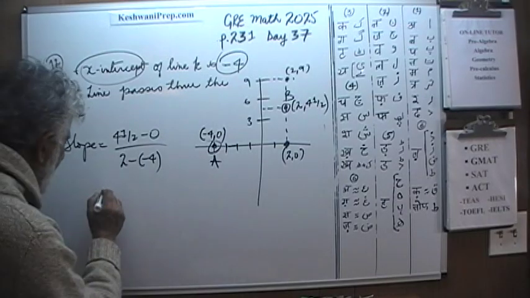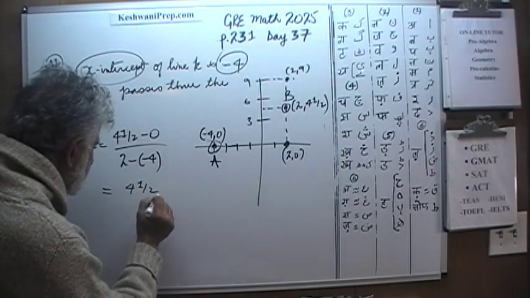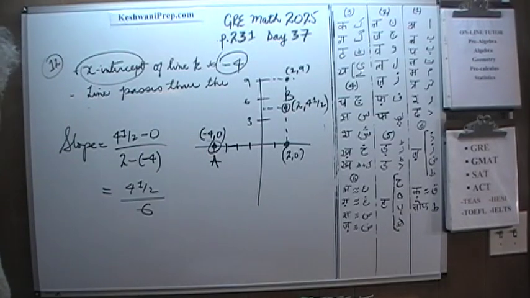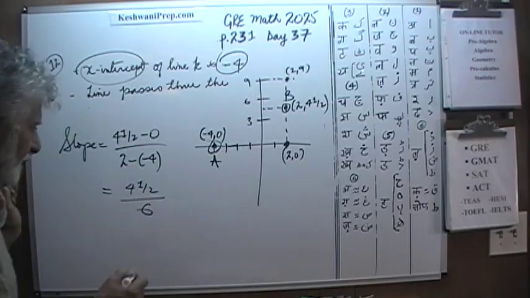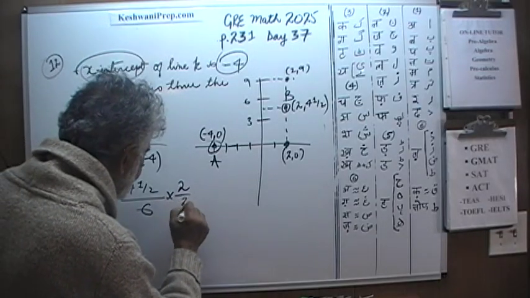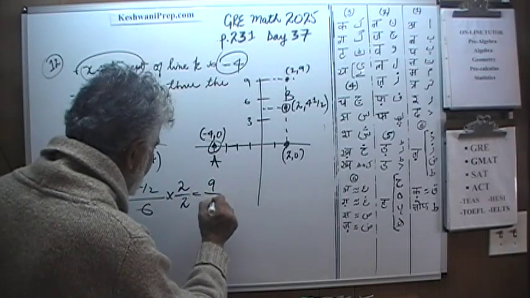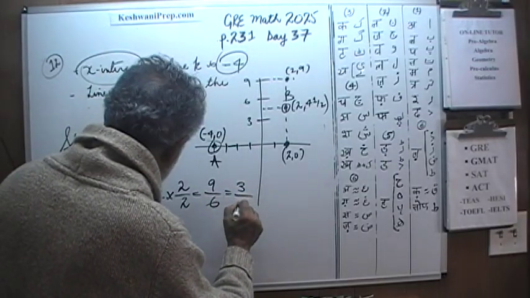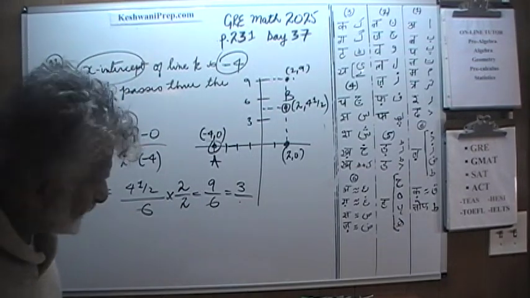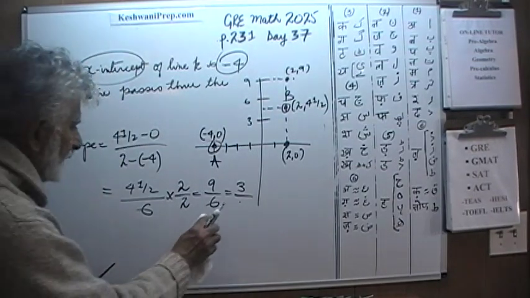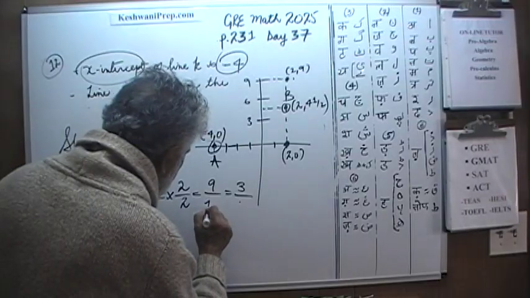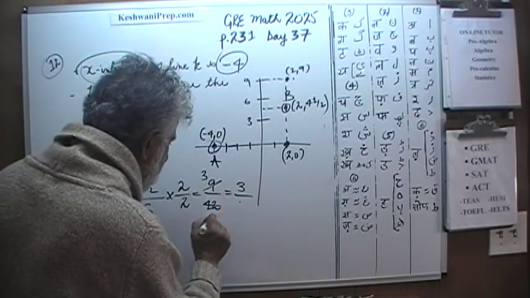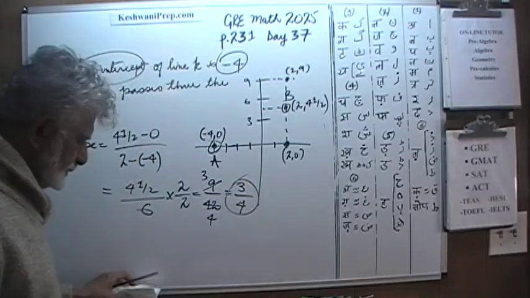So it just becomes 4.5 over 6. And that's not how the answer is given in the book. We'll have to simplify it. Let's multiply top and bottom by 2. So we end up with 9 over 12. 6 times 2 is 12. Let's reduce it, divide top and bottom by 3. So the answer is 3/4.